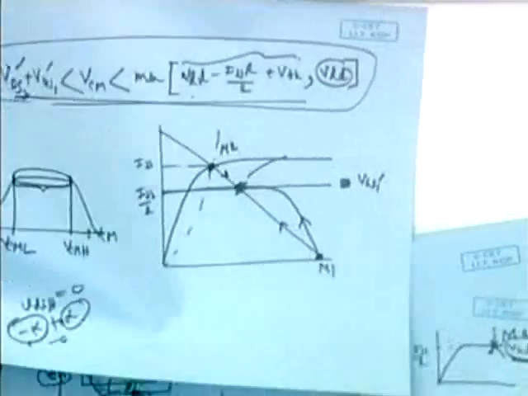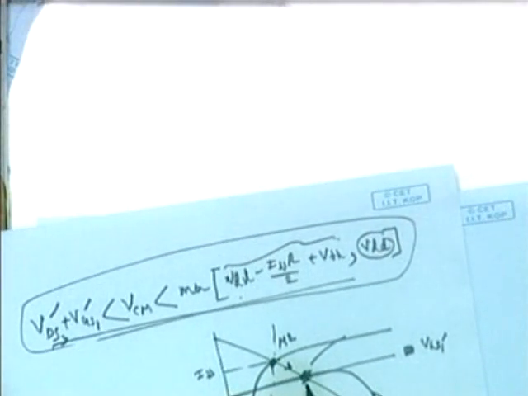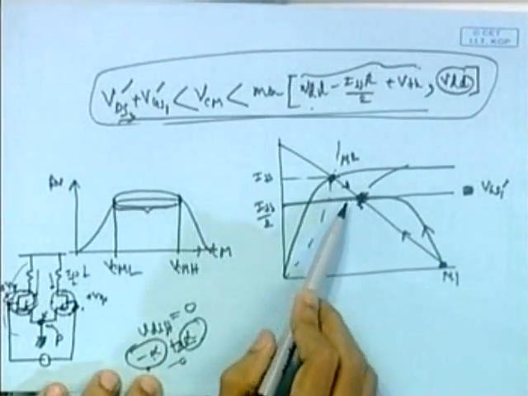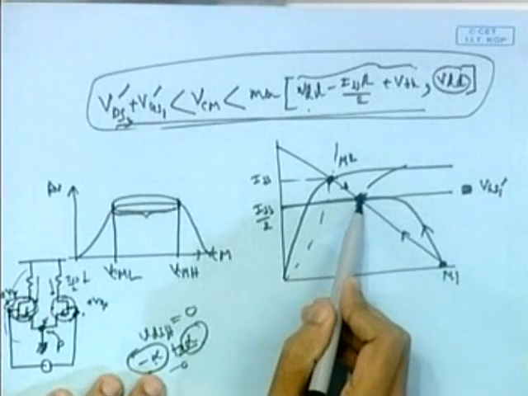So this is all about your ICMR. And also one thing you can look here. Suppose you are fixing your VCM, the input common mode, at this point, because this will give you the point when the input differential voltage is 0, and you are increasing the differential voltage between them from 0 to some positive value. So what will happen? M2 and M1 both start from this point.